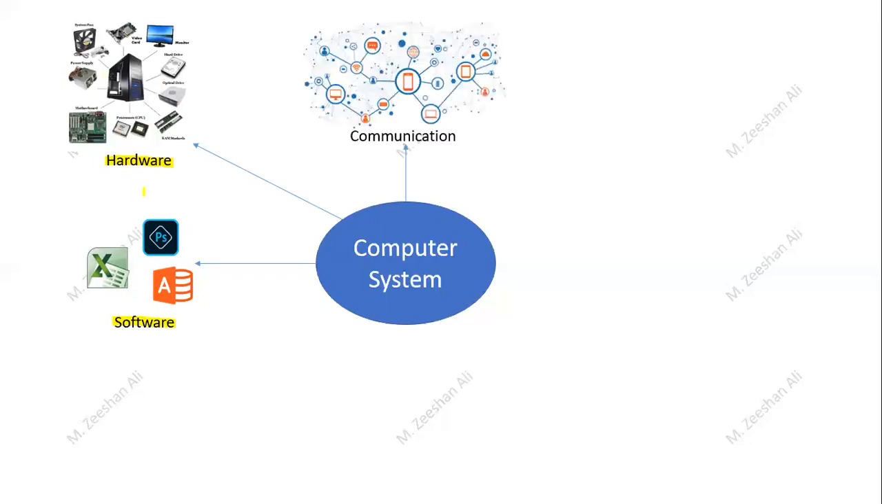The third thing is communication. Usually when students start explaining the computer system, they forget this thing, the communication, and it is a very, very important thing in a computer system. The communication can be internal communication, from one device to another in a computer system, or it can be external communication, from an external device to the computer.